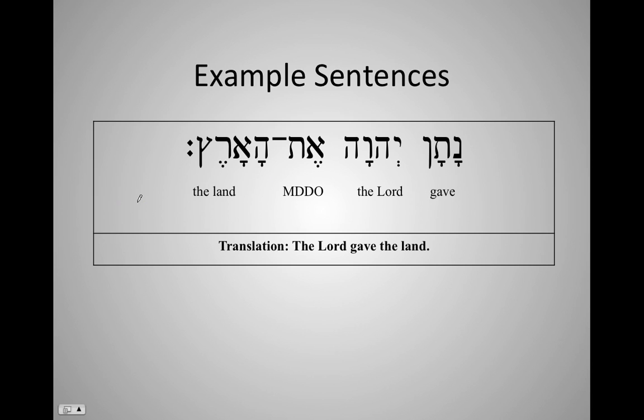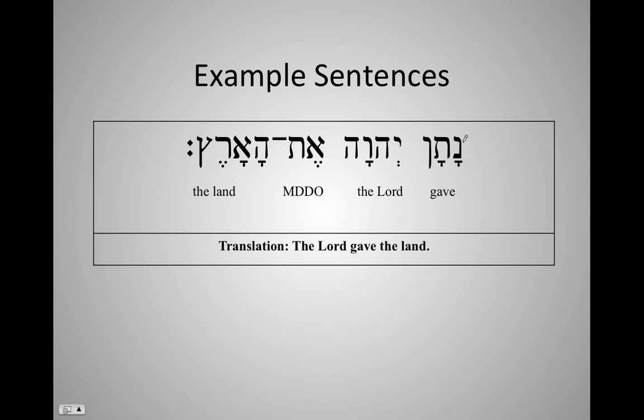We'll take a look at some example sentences so you can get the hang of this, because this is something that you will do in your exercises this week. In this sentence, we have Natan Adonai. This is the divine name of the Lord. It's tradition to pronounce that the name is Adonai. We translate it as Lord into English. Et haaretz. In this case, I've given you the translations for each of these words below it.